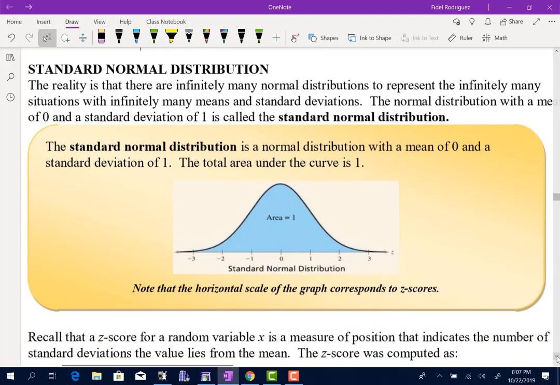So guys, we have something called the standard normal distribution. It says, the reality is that there are infinitely many normal distributions to represent the infinitely many situations with infinitely many means and standard deviations. So the normal distribution with a mean of 0 and a standard deviation of 1 is something that we call the standard normal distribution.